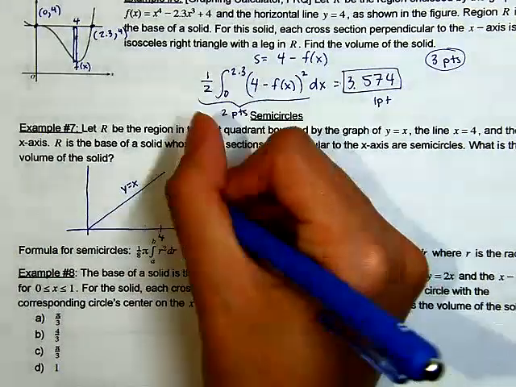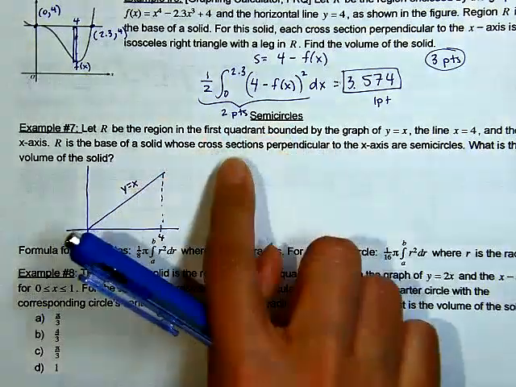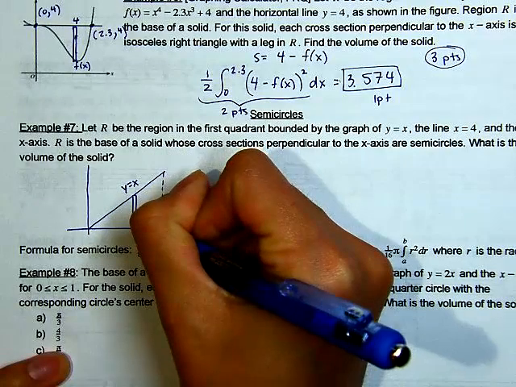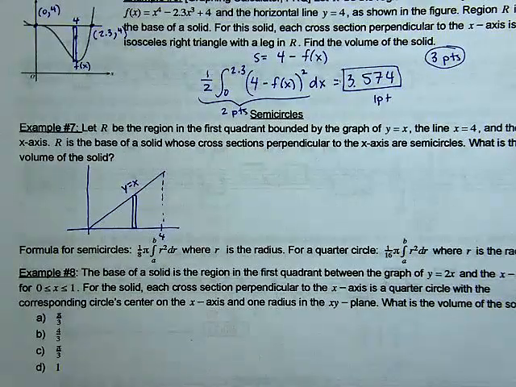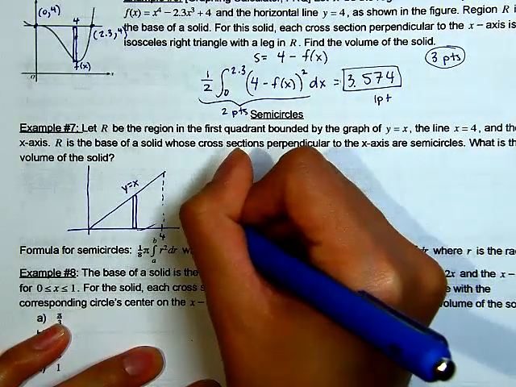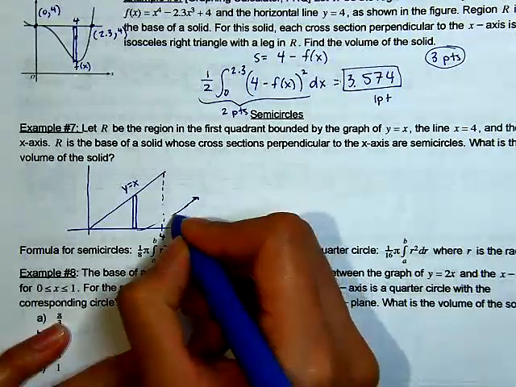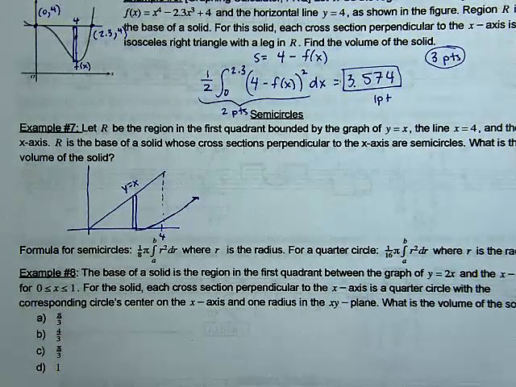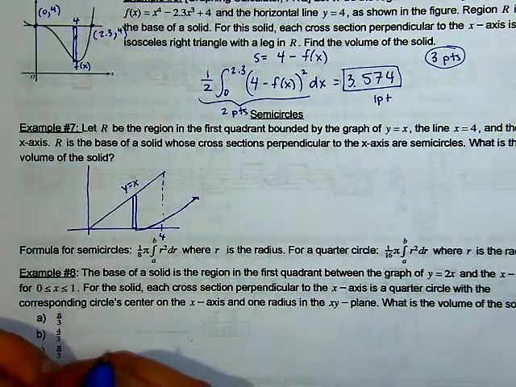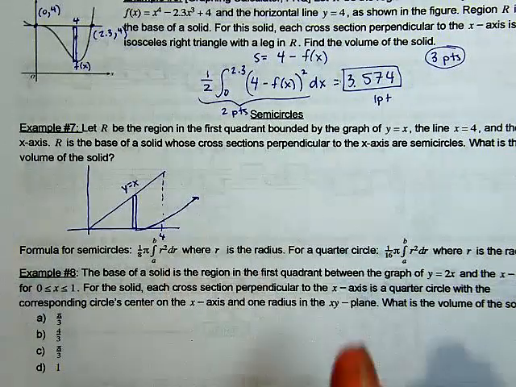And so this time when we draw our cross sections, they're perpendicular to the x-axis and they are semicircles. So here is my cross section. If I were to pull this out, similar to the book in the bookcase, now my books would be semicircles.